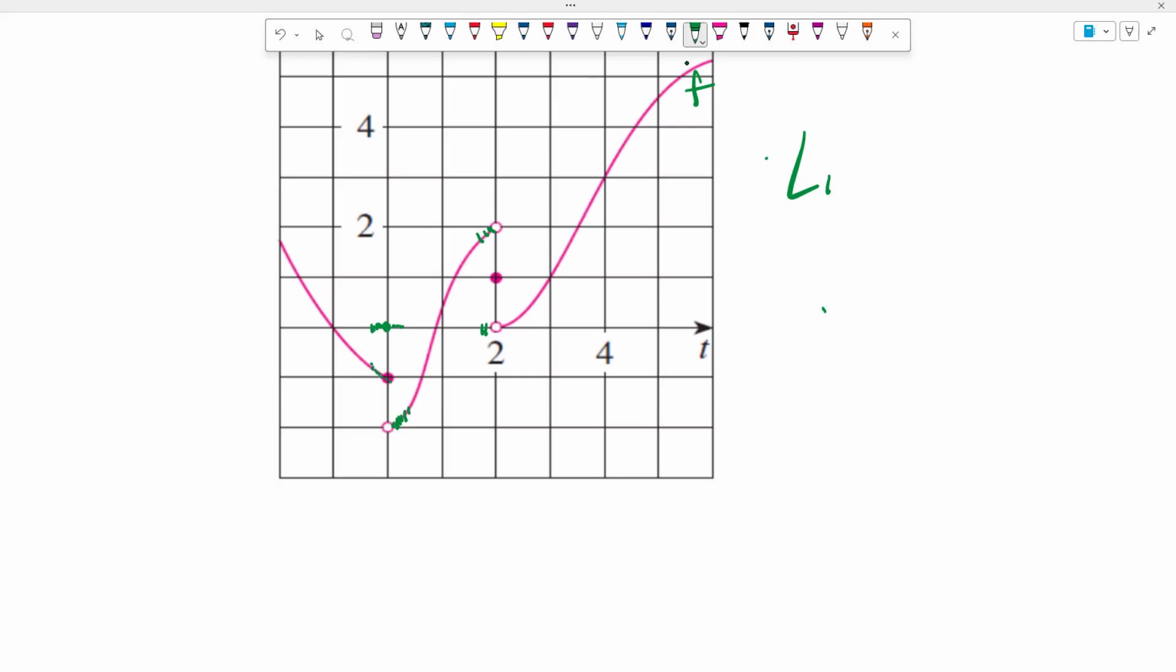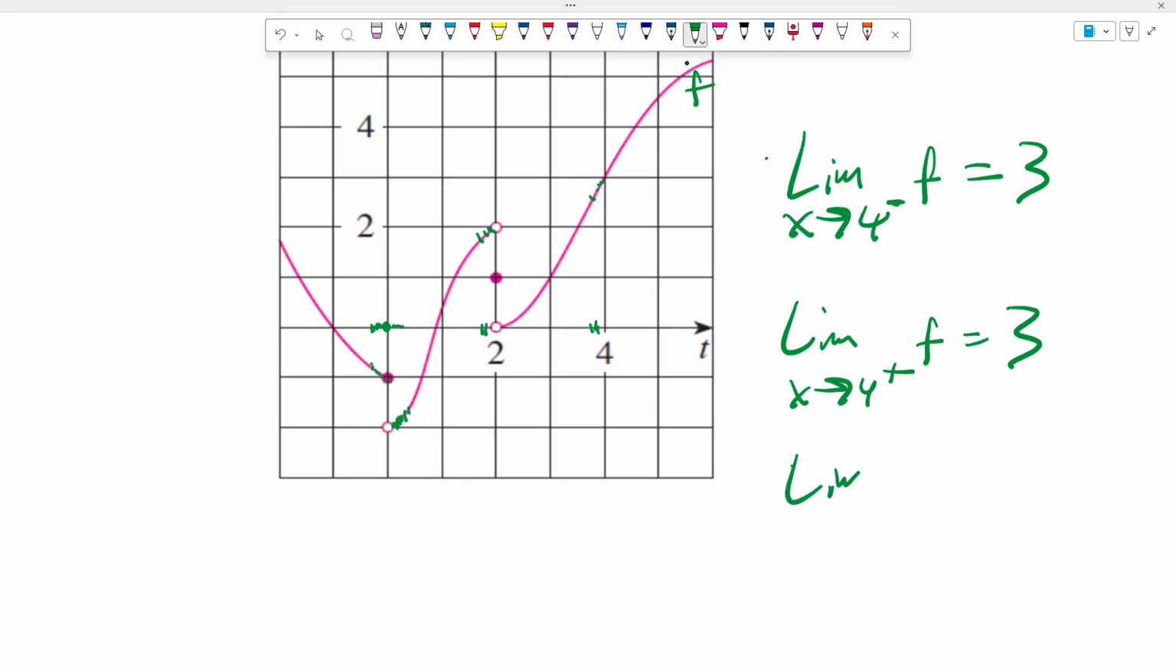What is the limit as x approaches 4 from the left? This gets closer to 3. Limit as x approaches 4 from the right? 3. What is the limit as x approaches 4? 3. And what is f of 4? 3.